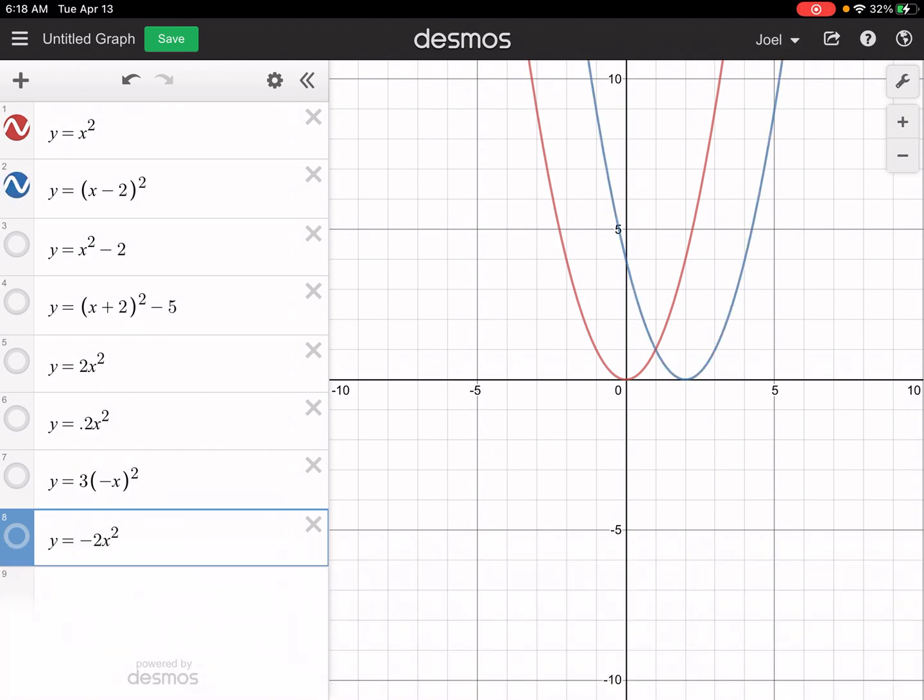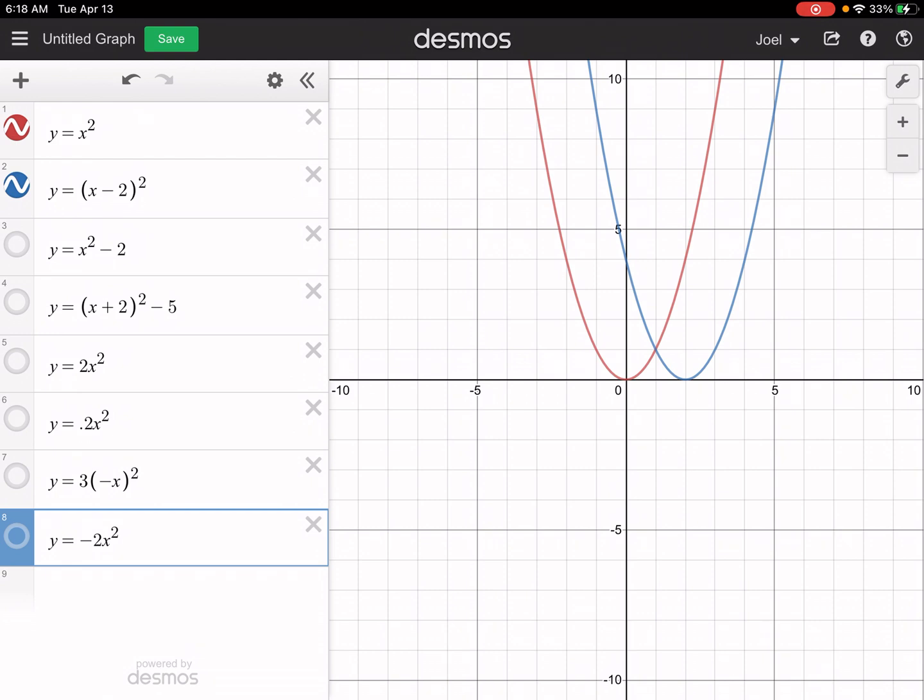It's the blue graph. It's y equals (x minus 2) in parentheses squared. So take a look at this. From the parent function, notice I didn't modify the number in front of x squared at all, so it's going to be the exact same graph. The only difference is I subtracted 2 inside the function, inside the parentheses, and notice what that did. It moved it exactly 2 places to the right.